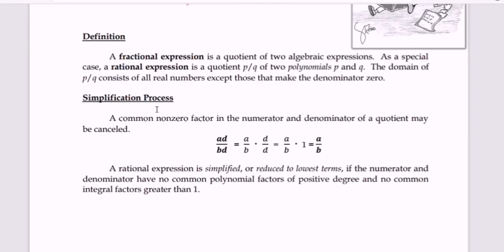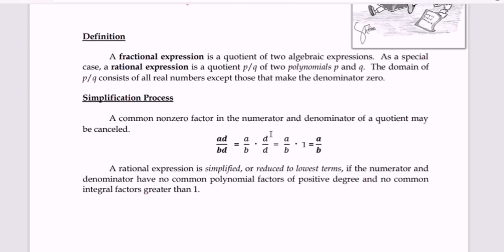So here is the simplification process. A common non-zero factor in the numerator and denominator of a quotient may be cancelled. So if we have AD divided by BD, it is equal to, you need to just separate them, A over B times D over D.